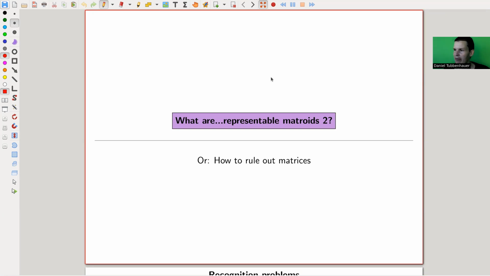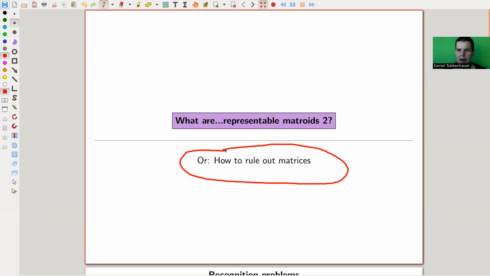But anyway, I would like to talk about something really cute that comes up very often in graph theory and its ramifications, and it's related to the question we were studying last time, namely about the representability of matroids. So in what sense are matroids representable? Well, we already know the answer, but how can we prove whether something is representable or not? So how to rule out matrices.